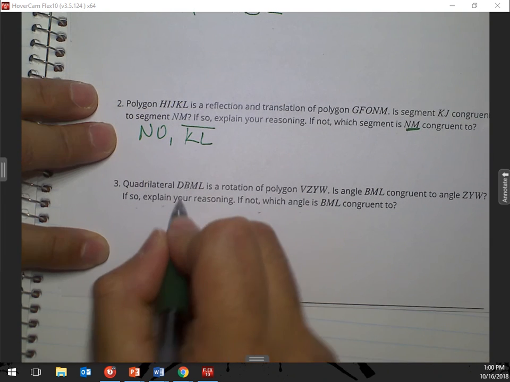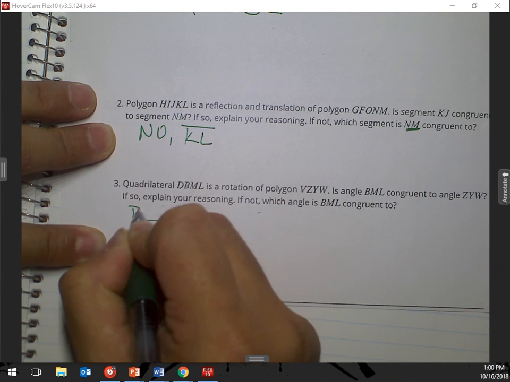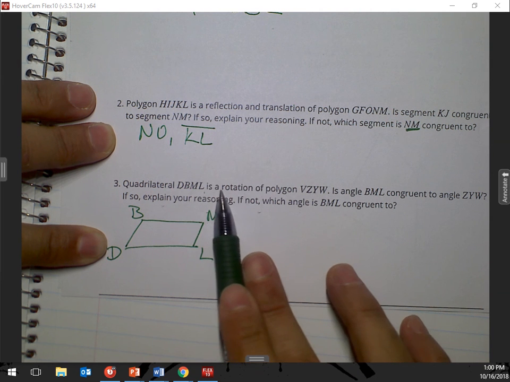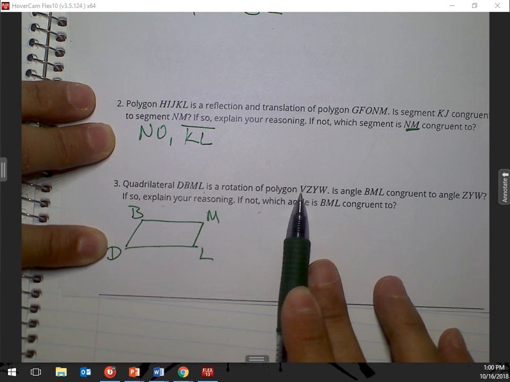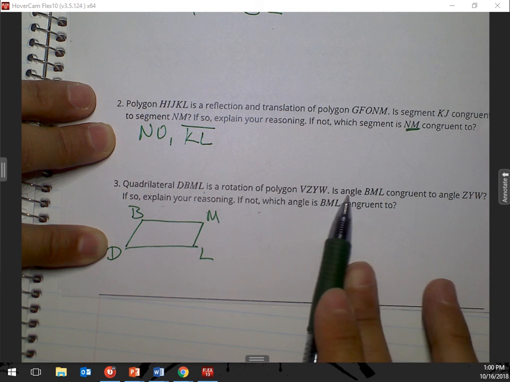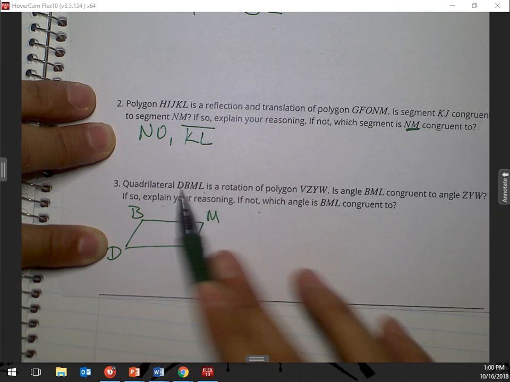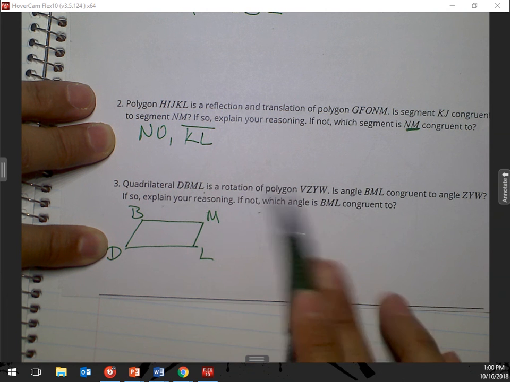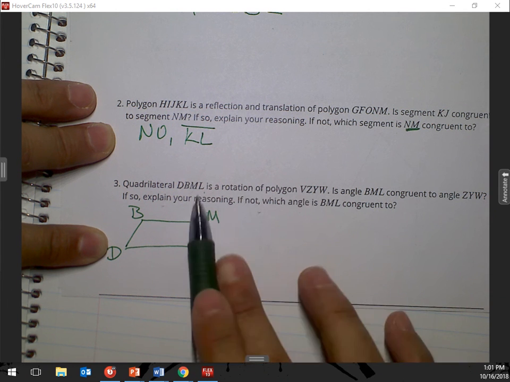Alright, so we have DBML. So I'm going to draw 4 sides. D, B, M, L. Okay, 4 sides. Is a rotation of polygon VZYW. So if it's a rotation of this, D has to go with what? D goes with V. B goes with Z. M goes with Y, L goes with W. So it's the same thing.